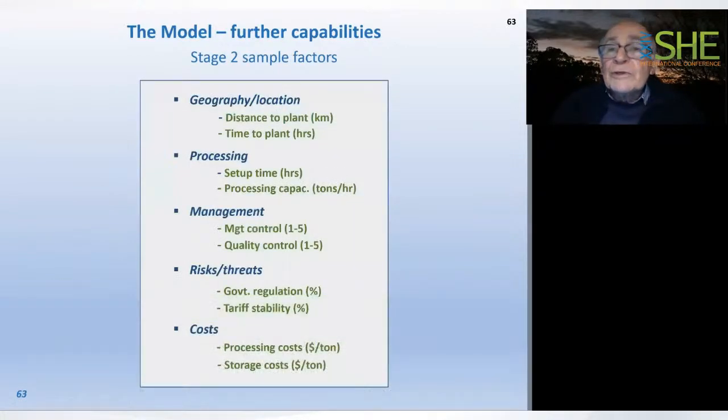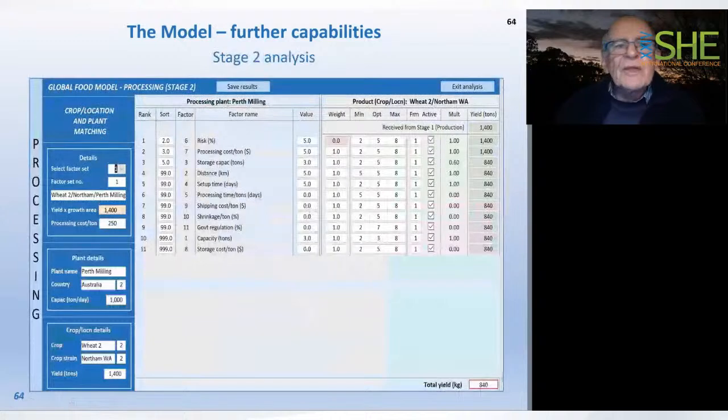We still use the same concept of applying factors to yield. The factors will be different because they relate to processing rather than growing. So we've got things like distance to the plant from the growing area, the time to the plant, setup time at the processing plant, the processing capacity, the efficiency of the plant in terms of management and quality control, risks and threats, which are different here. They're more things like government regulation, tariff, and so on. And we do also include some costing in this.